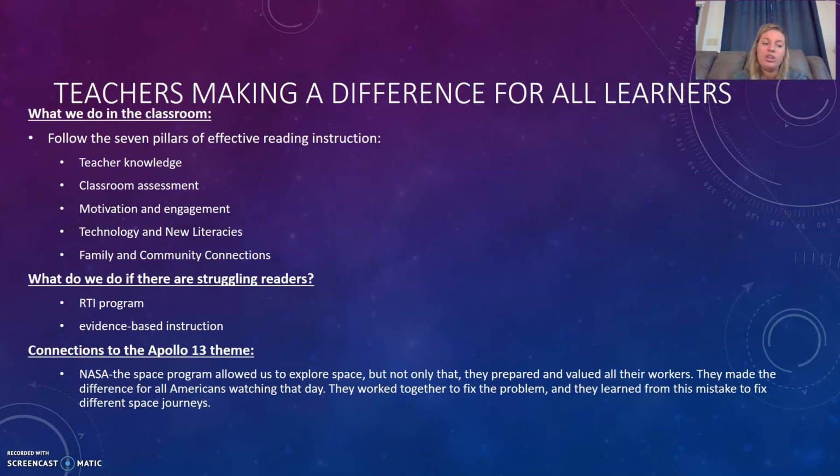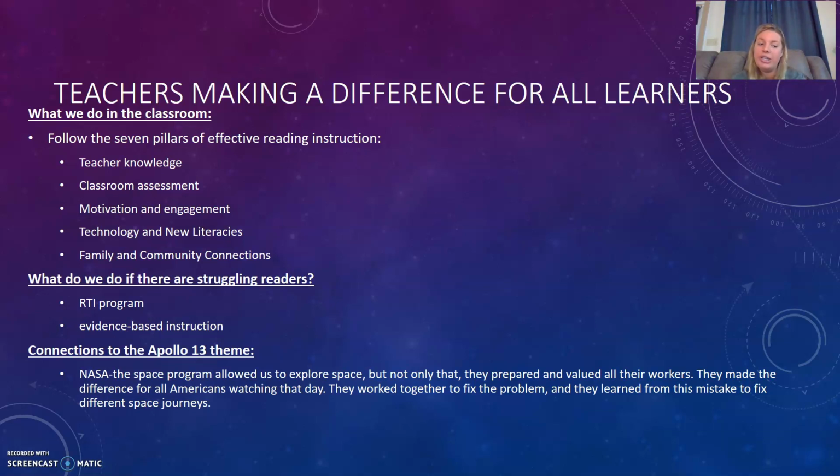What do we do if there are struggling readers with these 7 pillars? I set up an RTI program, making sure that students are getting that tier 2 and tier 3 instruction if they need it, an intervention program. Evidence-based instruction, using classroom assessments to drive your evidence-based instruction.